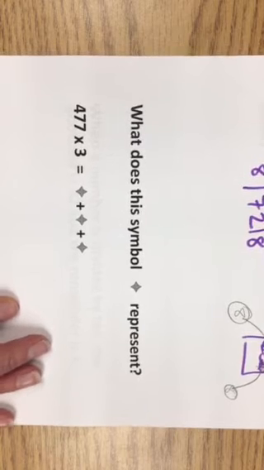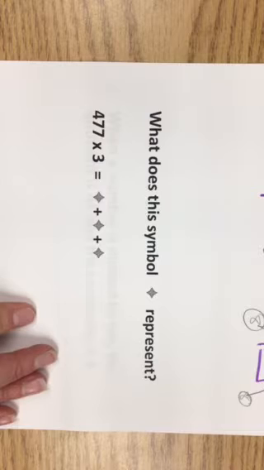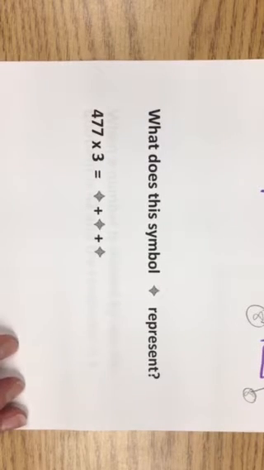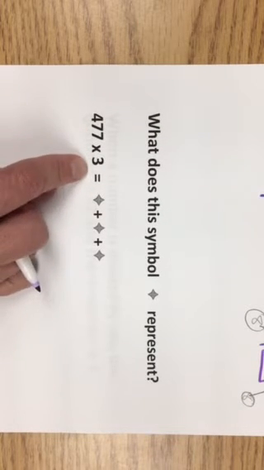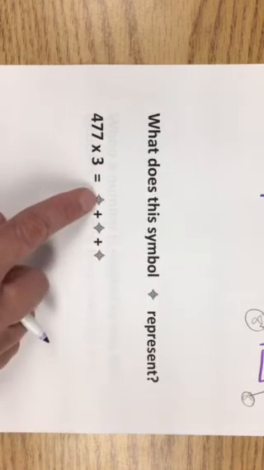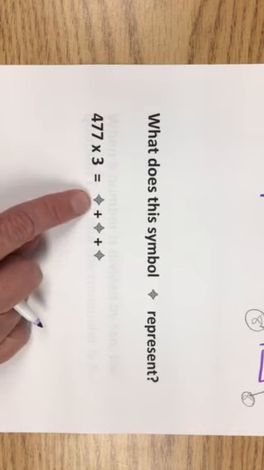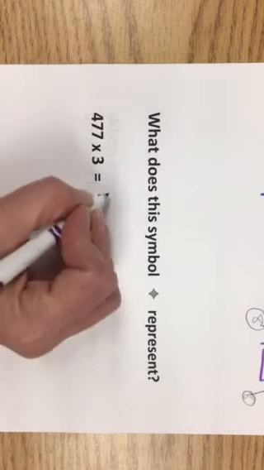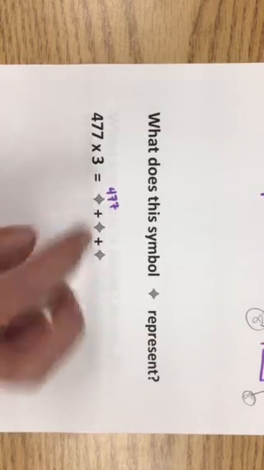Another question or something you might see is this is actually algebra, people. So anytime we use a symbol to replace a digit, it is algebraic in nature. In this question it says 477 times 3 equals, and it wants us to identify what this symbol here represents. Okay, so what does that represent? Well, this symbol actually represents 477.